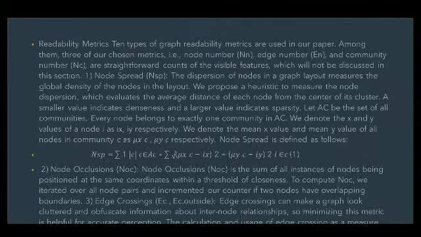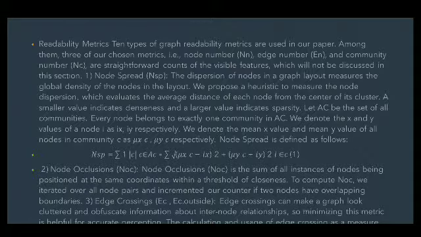Among them, three are counting metrics: node number, edge number, and community number, denoted as NN, EN, and NC. They are straightforward counts of visual features and will not be discussed in this section. The first one is node spread, NSP. The dispersion of nodes in a graph layout measures the global density of nodes in the layout.